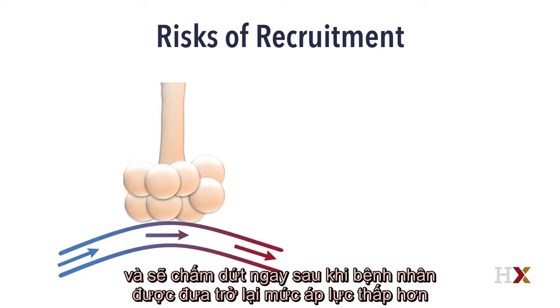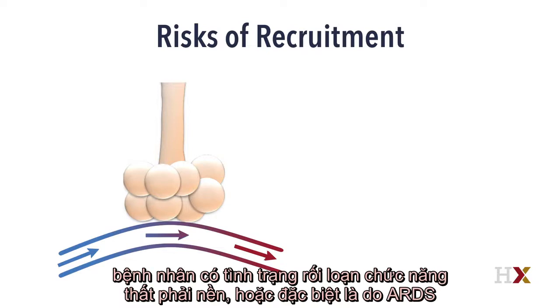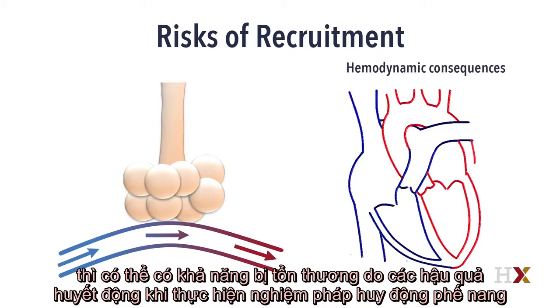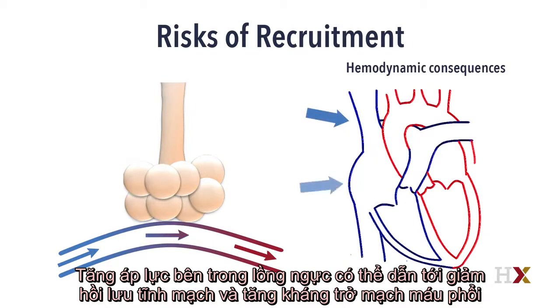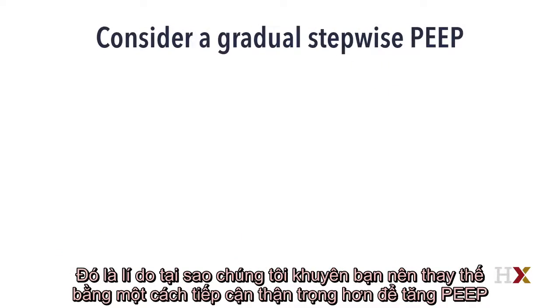of pressure. The more concerning finding is that a patient who has some right ventricular dysfunction at baseline, or especially in light of the ARDS, may be particularly susceptible to hemodynamic consequences with a recruitment maneuver. The increasing pressure in the intrathoracic system can lead to decrease in venous return and increase in pulmonary vascular resistance and acute right heart failure and decompensation. This is why we recommend instead a more judicious approach to increasing the PEEP.